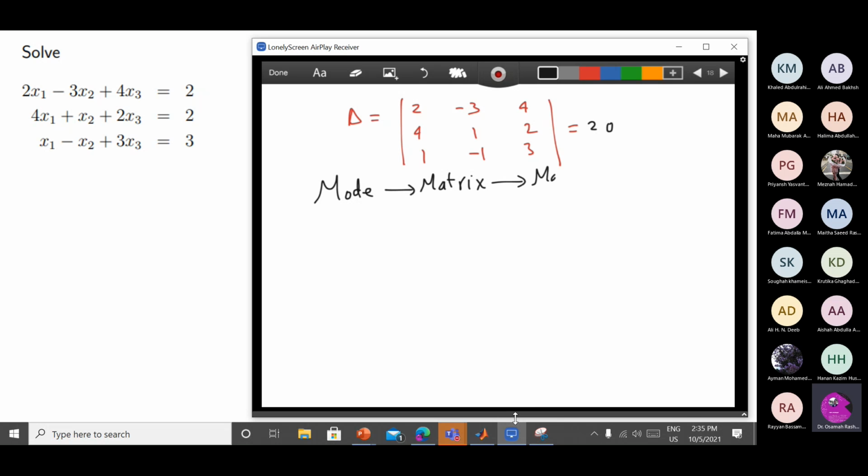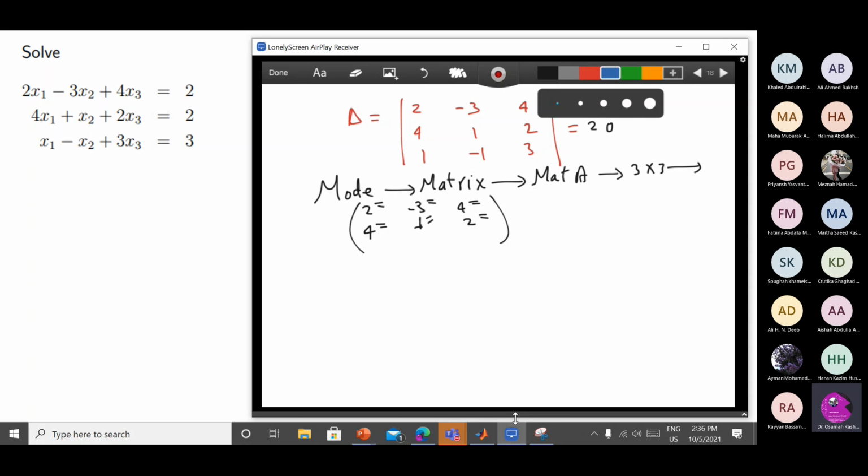Choose the name of your matrix. I choose mat A, for example. I choose the degree. The degree is 3 by 3. And then you open for me. I write 2 and press equal, minus 3 and press equal, 4 press equal. You will jump to the second row, 4 equal, 1 equal, 2 equal. You jump to the last one, 1 equal, minus 1 equal, 3 equal, right?